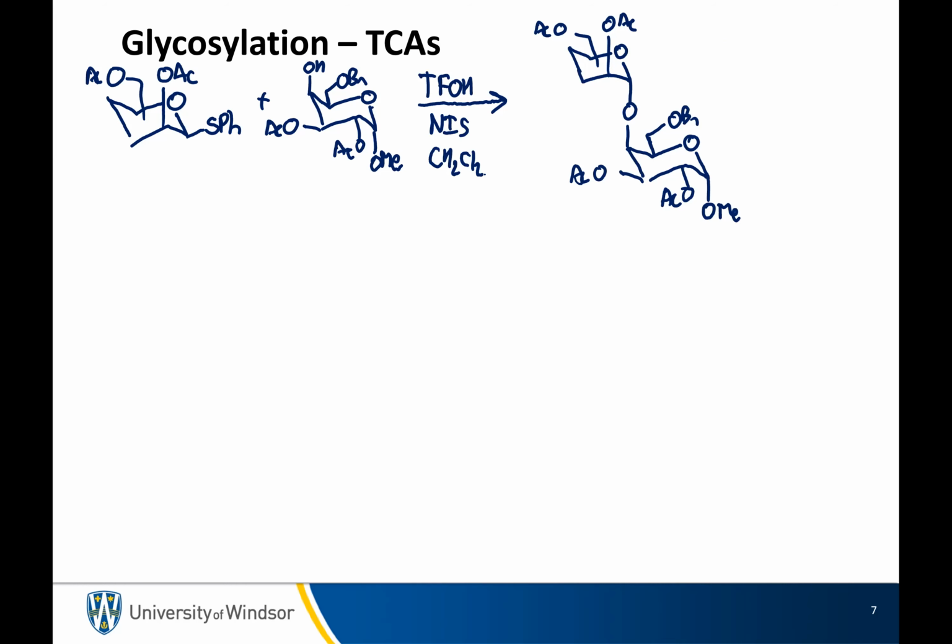And then I am going to attack with the only nucleophile present in solution, which is the C4 OH on my galactose, which will give me the product. Not done yet because I still have all these protecting groups. So in 2 steps, we'll just draw the product.